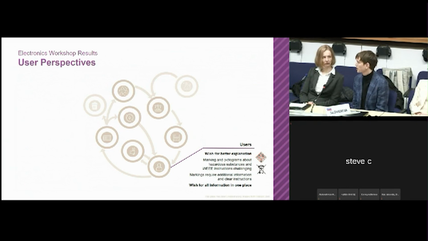Looking at users, we have the wish that hazardous chemical symbols are more explained. They're often not understandable, which was better than in the front-end demonstrator, and they wish that all information is in one place to find.